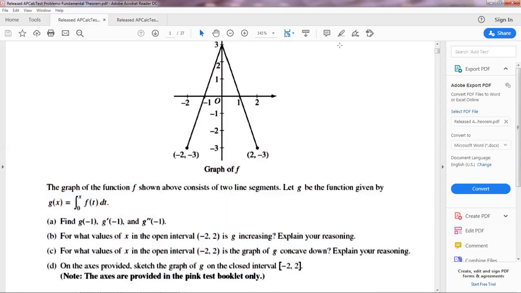Well, I don't know. Okay, you see this problem, so you see a function that is the graph of a function f. So it's two lines, a piecewise function, a line with slope 3 and a slope -3, correct? Okay, this is the graph of the function f shown above consisting of two line segments. Let g be the function given by the integral from 0 to x of f(t) dt.